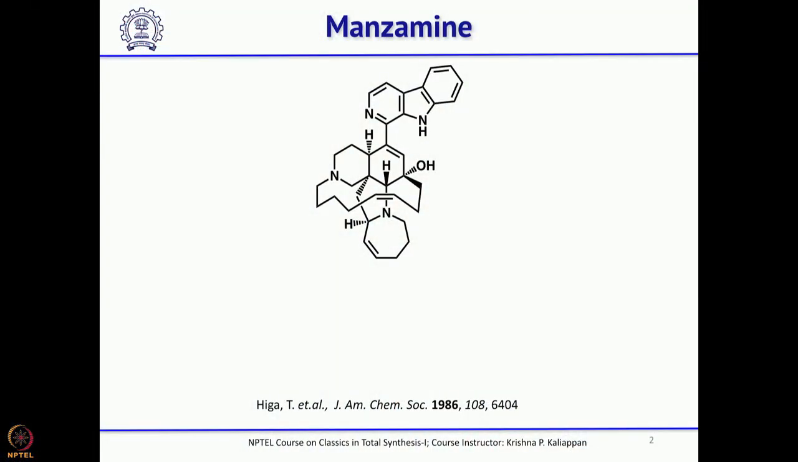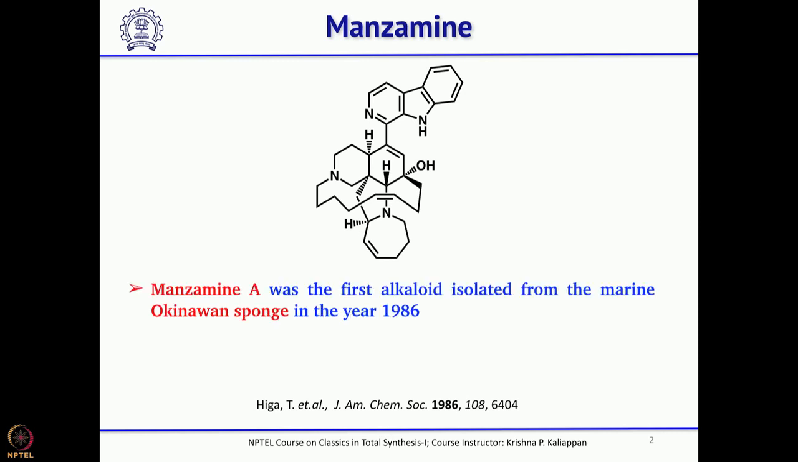Yeah, good afternoon and welcome back to the NPTEL lecture series on classics in total synthesis part 1. We have been discussing the total synthesis of many alkaloids, and today we continue with one more complex alkaloid called manzamine. As you can see from here, it is quite a complex molecule, and it was isolated in 1986 from a marine sponge called the Okinawan sponge.